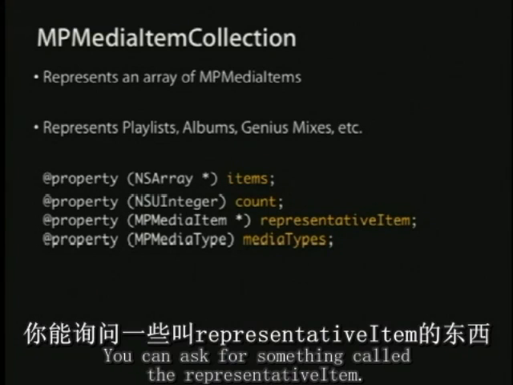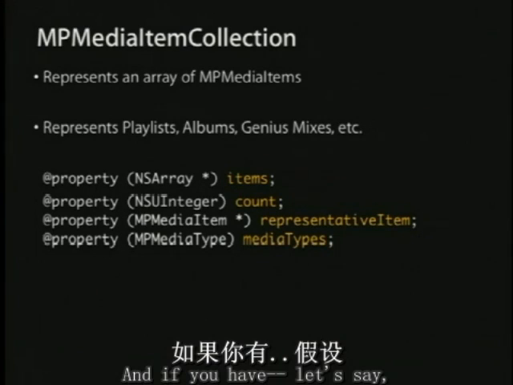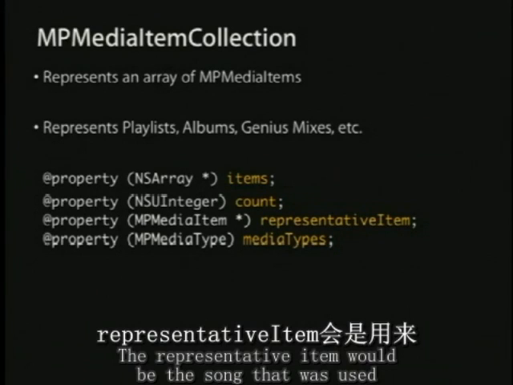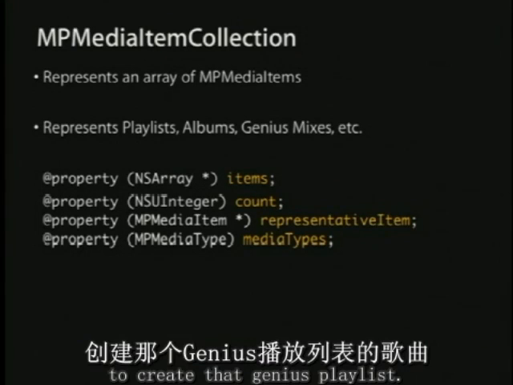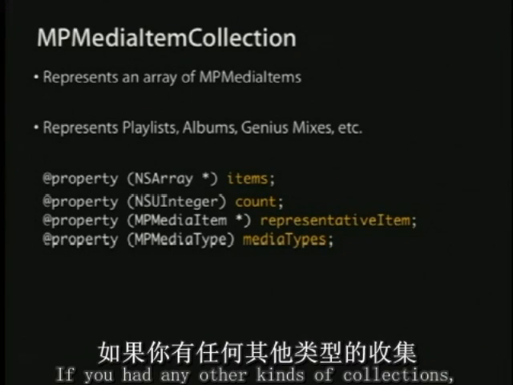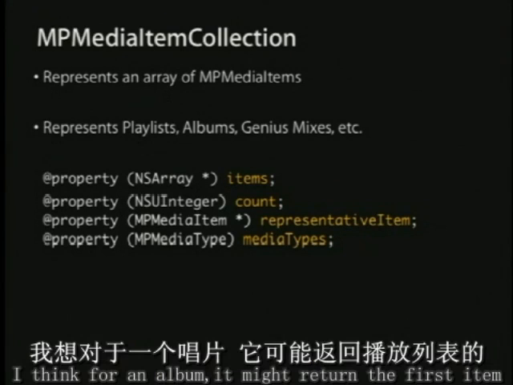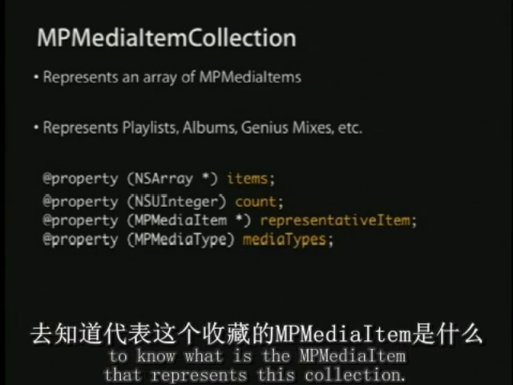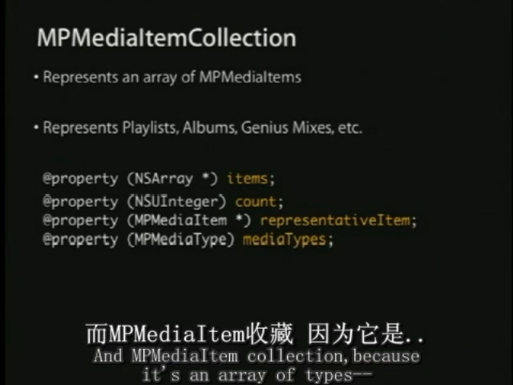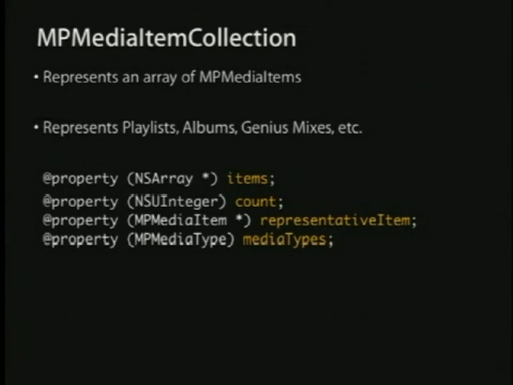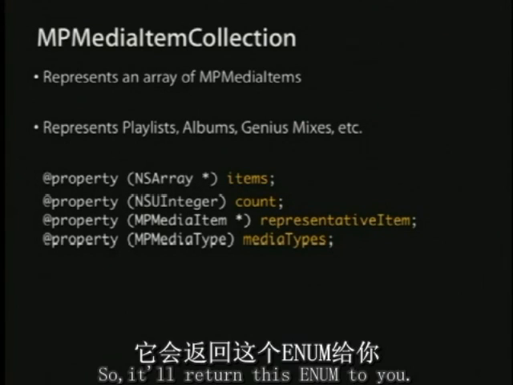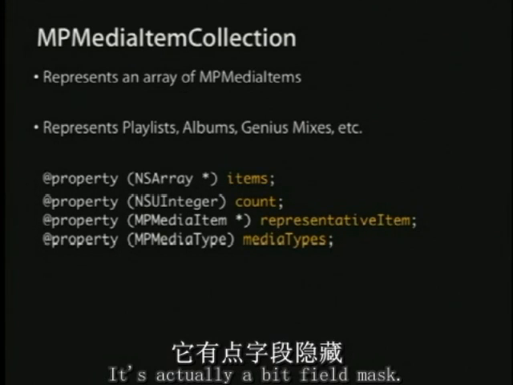You can ask for something called the representative item. Let's say you get a playlist that's a Genius playlist. The representative item would be the song that was used to create that Genius playlist. For an album, I think it might return the first item, and for a playlist it might return the first item. But there's some smarts in there to know which MP media item represents this collection. And because an MP media item collection is an array of MP media items, it may have one or more types, so it'll return this enum to you. It's actually a bit field mask.